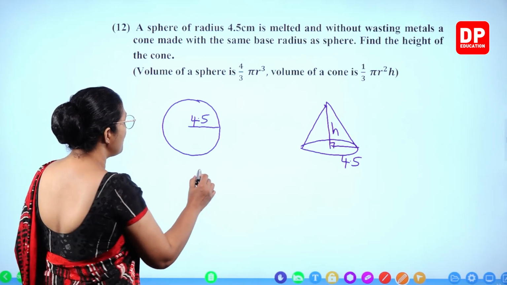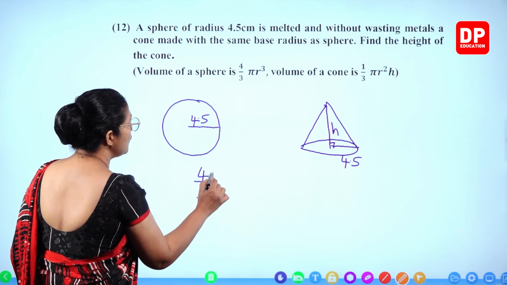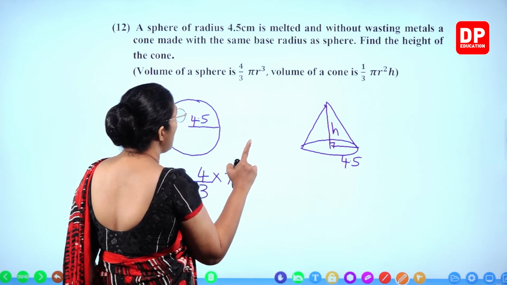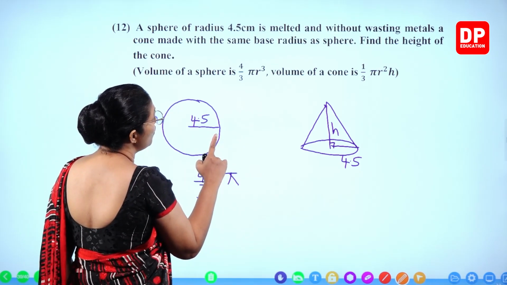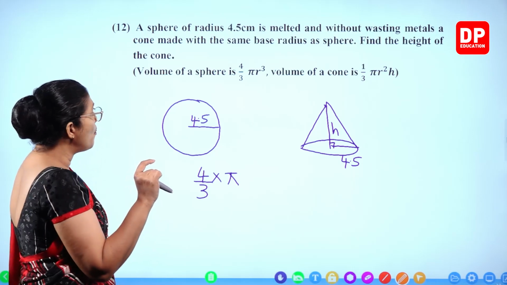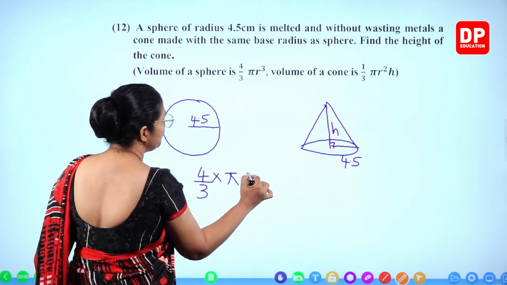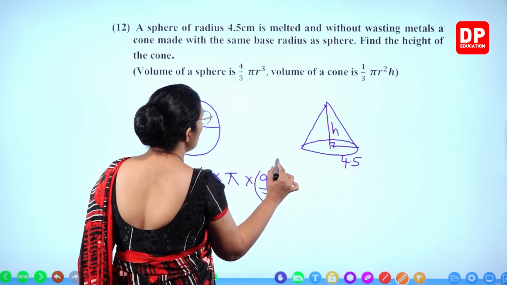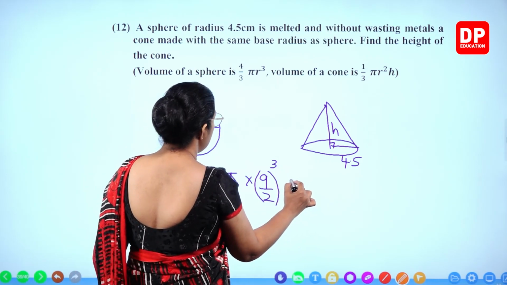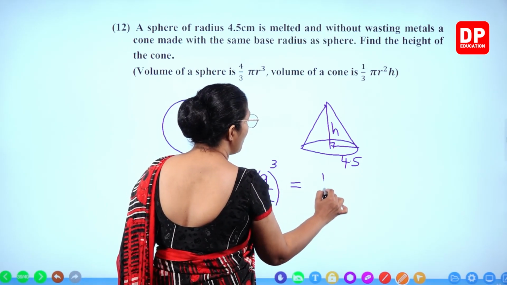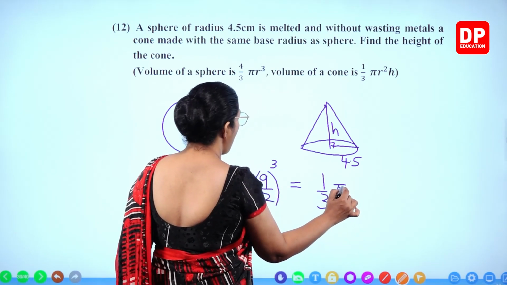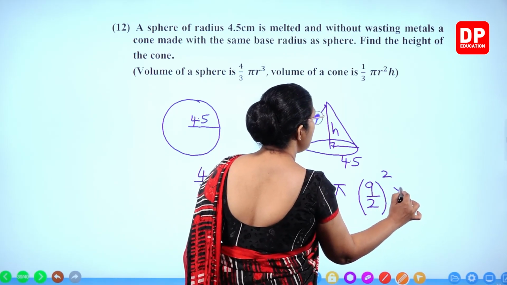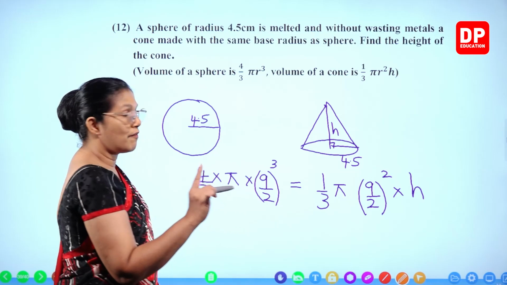So you can say the volume of the sphere is 4/3 pi r cubed. So I can write r cubed here not as a decimal; 4.5 I can write as 9/2. It's easy to simplify when you take fractions. 4/3 pi times (9/2) cubed is equal to the volume of the cone, 1/3 pi r squared, the same radius, (9/2) squared, into h. So you need to simplify and find h.